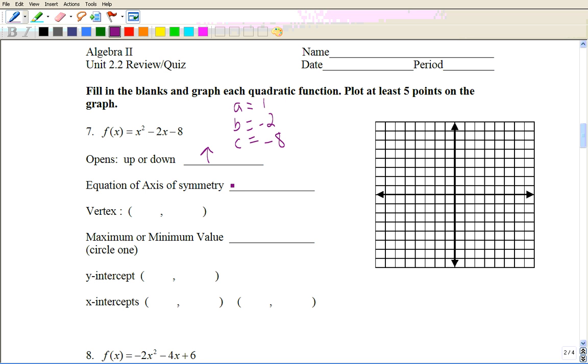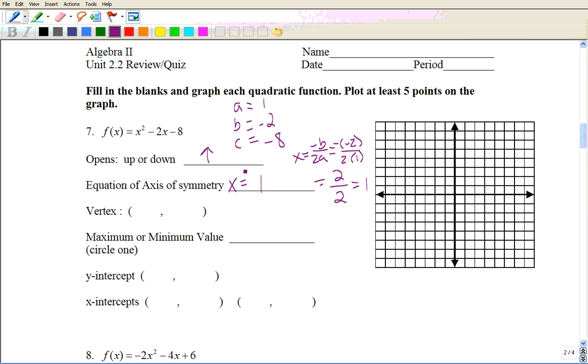The equation for the axis of symmetry, that will be an x equals, but to figure out what it's equal to, we're going to do x equals negative b over 2a. So we'll have negative of negative 2 is positive 2, and then 2 times a, which is just 2, so that equals 1. So my equation is x equals 1.